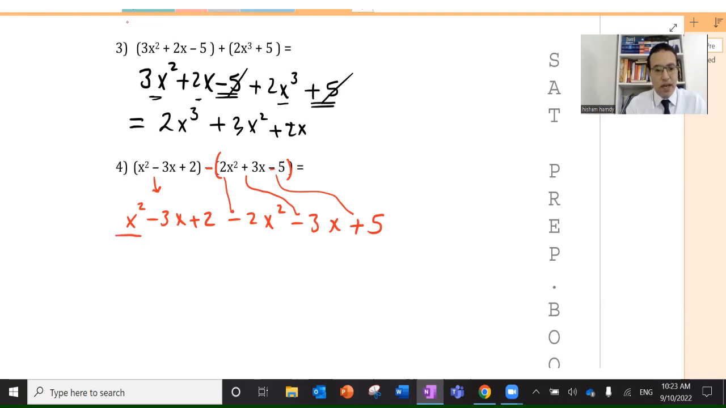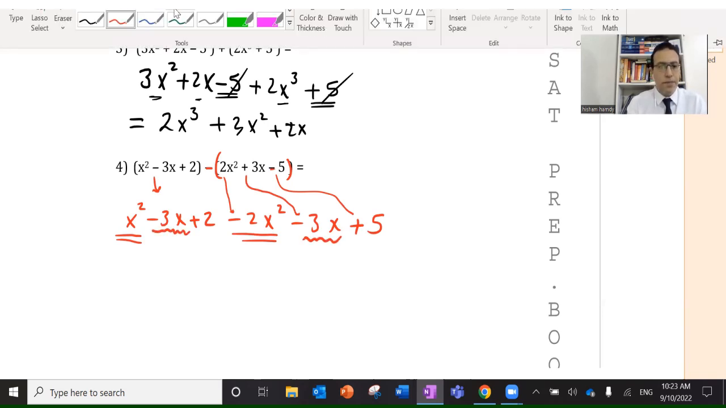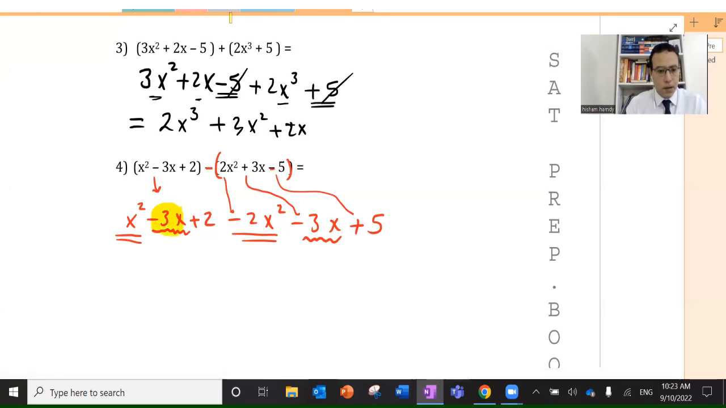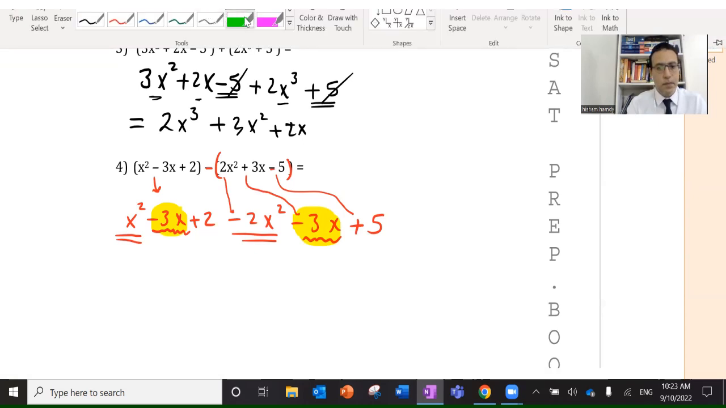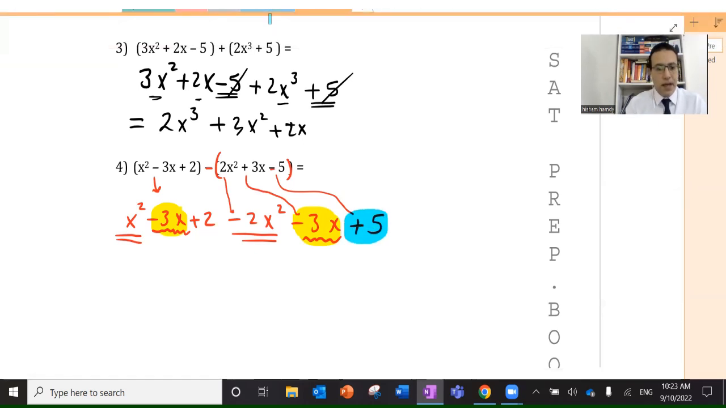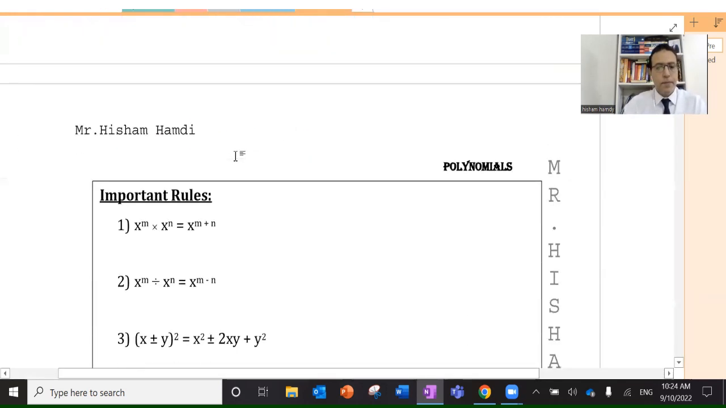Then let's underline the like terms. Highlighting it for you. -3x and -3x are like terms. +5 and +2 are like terms. So the final answer is going to be -1x squared, because +1 and -2 is -1, then -6x after adding them, plus 7.